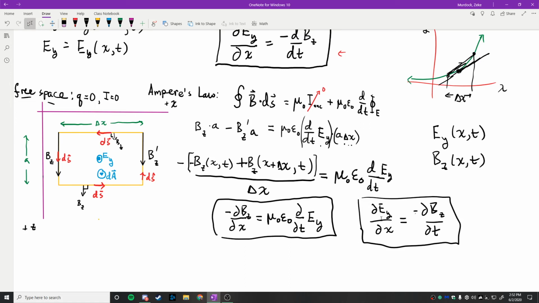Let's talk about what they say in words. This says that the rate at which the magnetic field changes in time directly affects the rate at which the electric field changes in space. And at the same time, the electric field's time rate of change is related to the way in which the magnetic field oscillates in space. So you have time oscillation, or time change, and spatial change, and they're connecting each other. It's just like how the rate at which the x-coordinate of an object changes is related to its velocity.